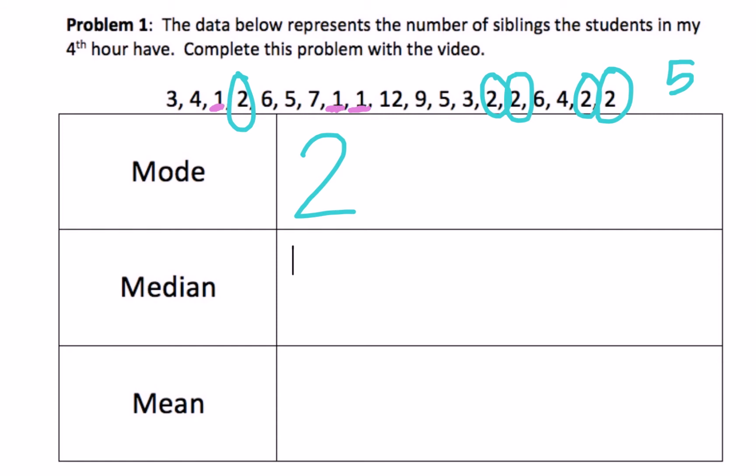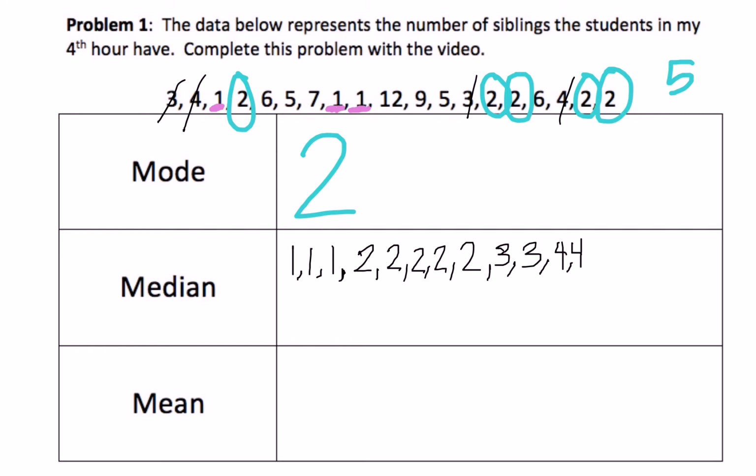So I have 1, 1, 1. So I had 3 1s. I have 5 2s. I just counted those. 3, 4, 5. Do I have any 3s? I have 2 3s. 3, 3. So right now I'm putting these in order from least to greatest. 3, 3. Do I have any 4s? 1, 2. 2 4s.